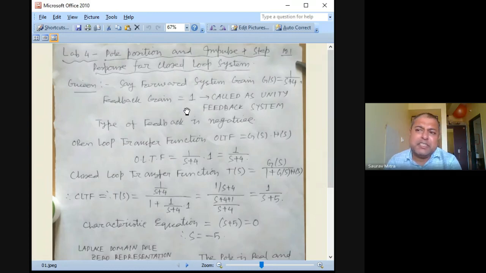Sometimes it happens, but generally we take hardly 10%. So generally the H(s) value ideally is 0.05. 0.05 means 5%, or H(s) value sometimes is 0.1. 0.1 means 10%. So 0.1 feedback itself is a very big thing. That means 10% is taken back and 90% goes to the output. The type of the feedback is obviously negative, because negative feedback is actually making the system stable. Now there are two transfer functions.